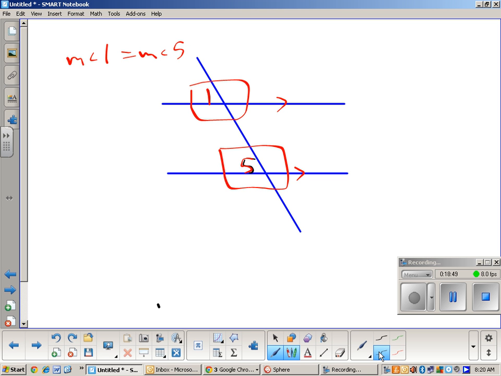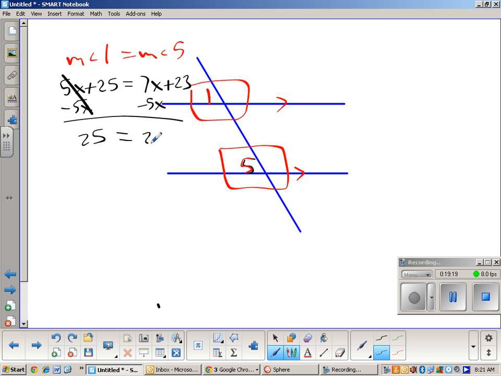And what did they tell me the measure of angle 1 was? 5x plus 25. And measure of angle 5 is 7x plus 23. Okay, so if I subtract 5x from both sides, I get 25, these cancel, they're equal to 2x plus 23. If I subtract 23 from both sides, I get 2x is equal to 2, and dividing, x is equal to 1.